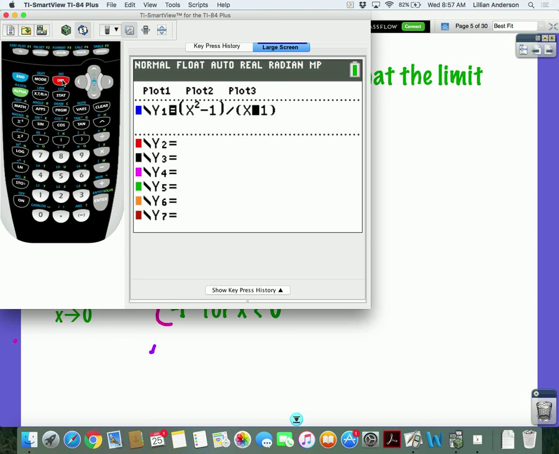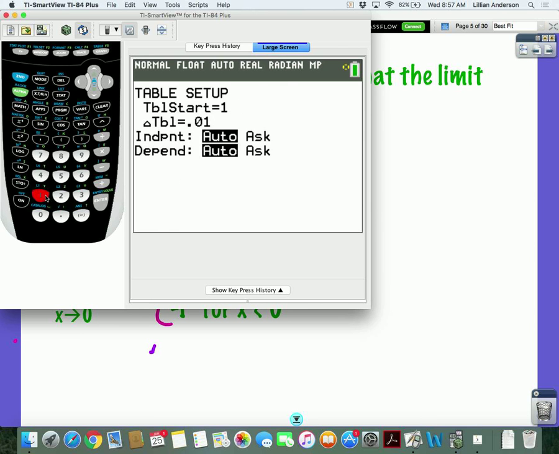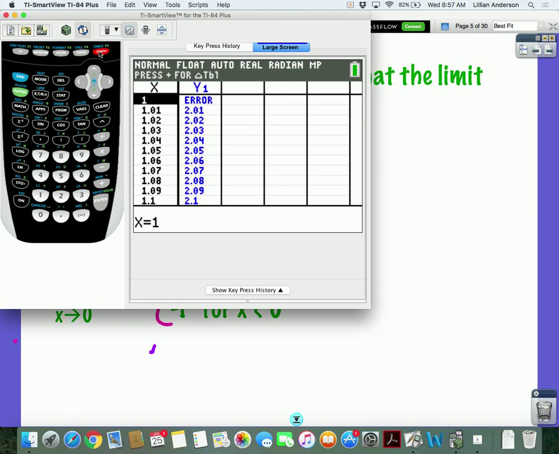Approaching 1. Before we were closer to 2, and we have our table setting by 0.01, so it might take us a while to scroll up there. So let's go back to our table setting, and let's start at 1. Because right now, you see where I was at 1.94, so it's going to take me a while to get closer to 1. So on my table, I'm not concerned with what's happening at 1, I'm concerned about what's happening the closer we get to 1.